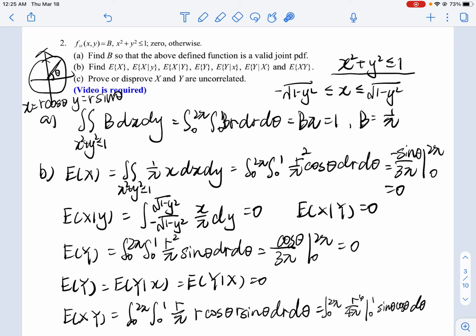And then when we need to know the expectation of x, we can use this integration again, and for this time we need to replace x with r multiply cosine theta, and we can get this item, and the integration of this item for this range is 0.